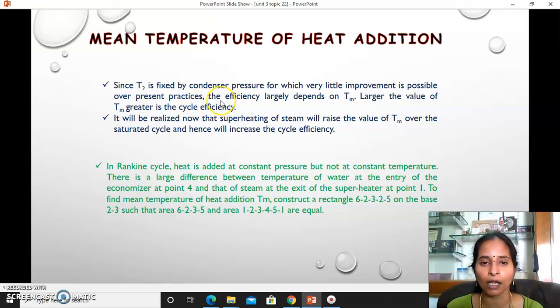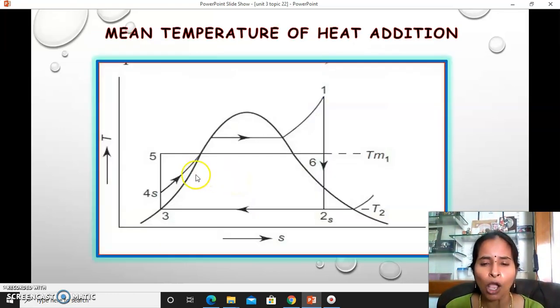To a large extent, the efficiency depends upon the mean temperature of heat addition. The larger the heat addition temperature, the greater the efficiency. It is now clear that superheating of the steam will raise the value of Tm, the mean temperature of heat addition, which, as I told you in the last video, is the average temperature between 4s and 1.